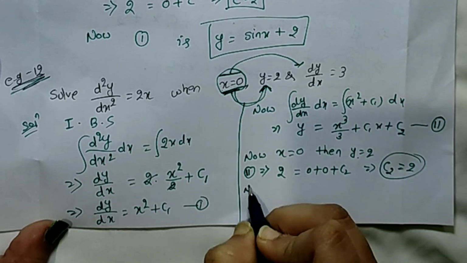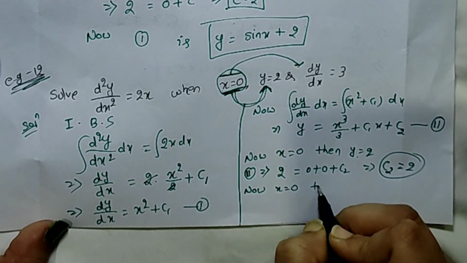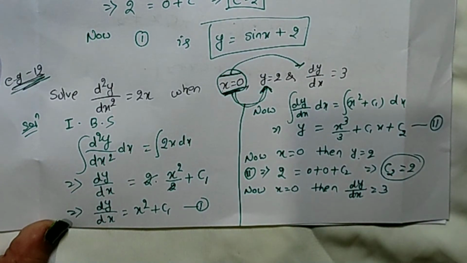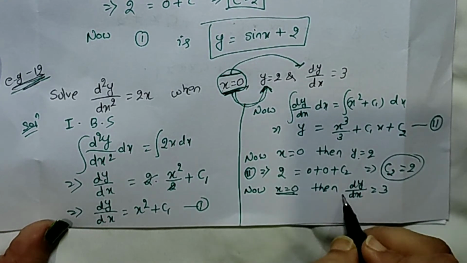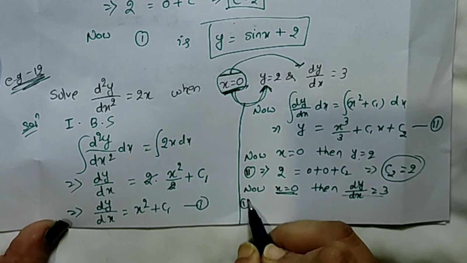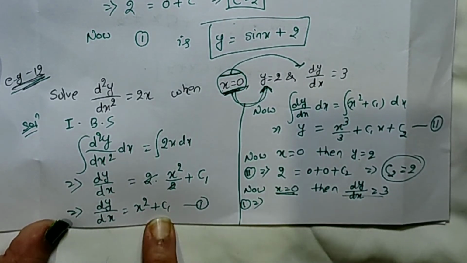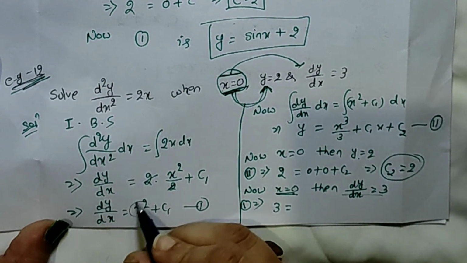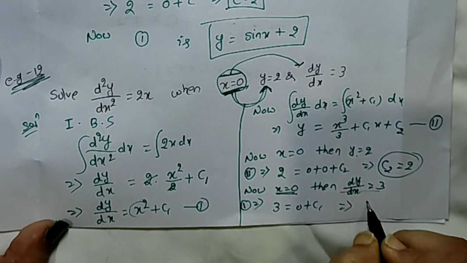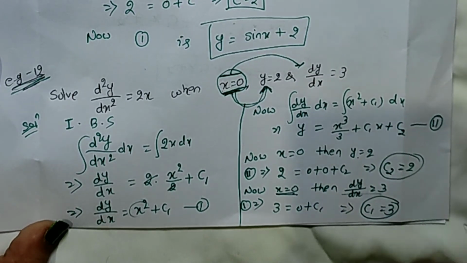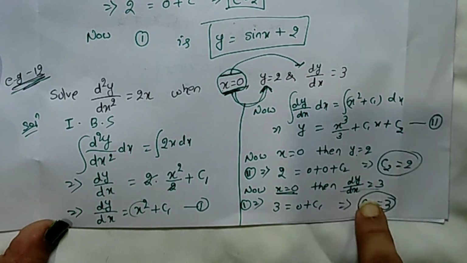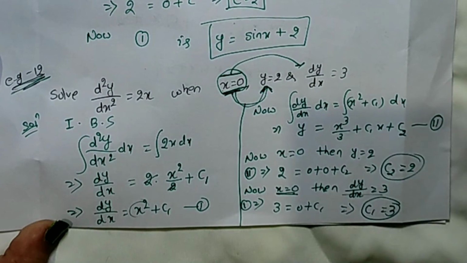Now again, when x is equal to 0, dy by dx is equal to 3. So what have we got? Equation 1 implies, when I put x is equal to 0, I put dy by dx is equal to 3. So 3 is equal to 0 plus c1, which implies that c1 is equal to 3. Now I have the values of both arbitrary constants: c1 is 3, c2 is 2. Now I am ready to write my solution.